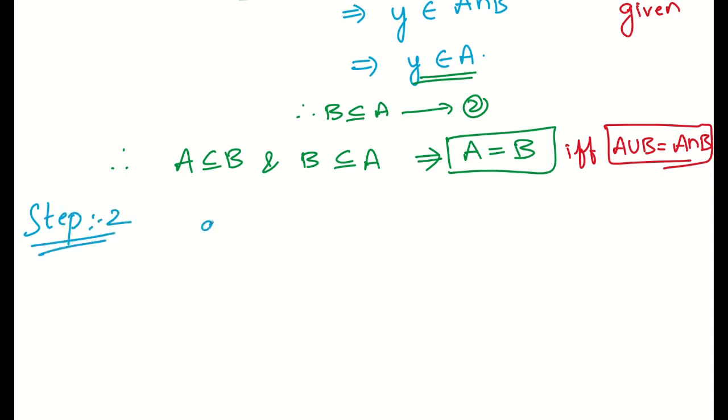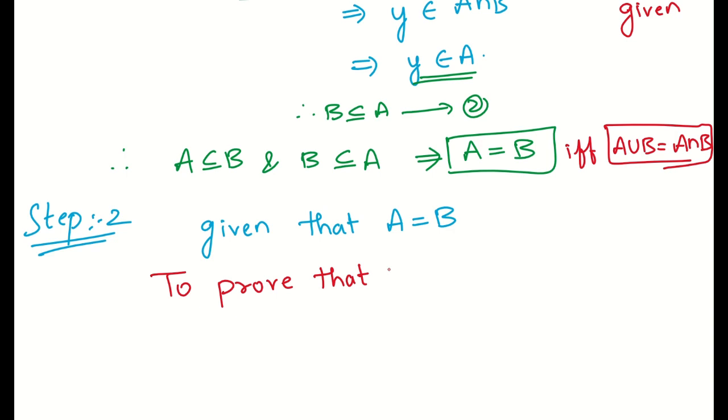What do we need to assume? Let us consider that A must be equal to B. Try to assume the second statement is true. What do we need to prove? Now let us prove the first statement. To prove that, what do we need to prove? It is given that A union B must be equal to A intersection B. This is what we need to prove.